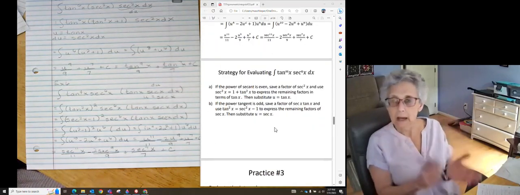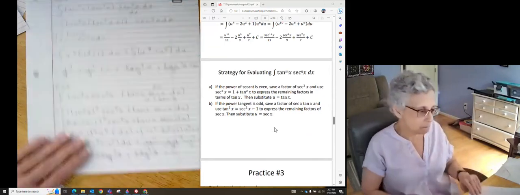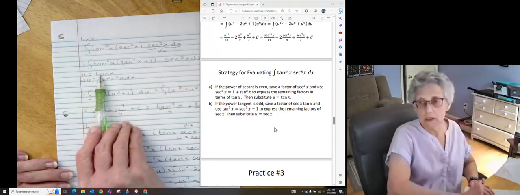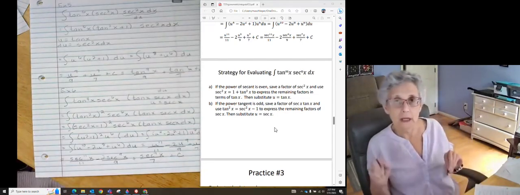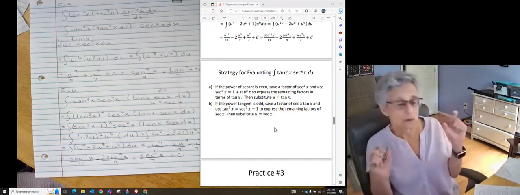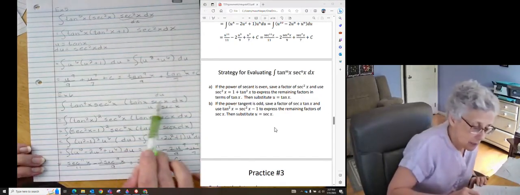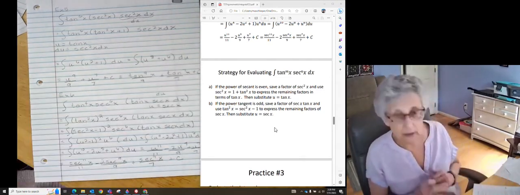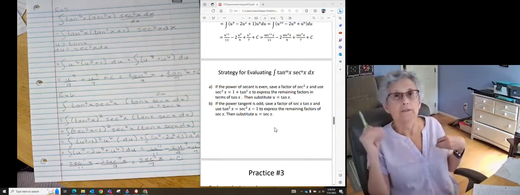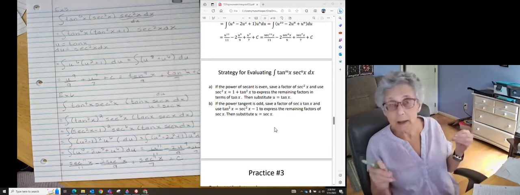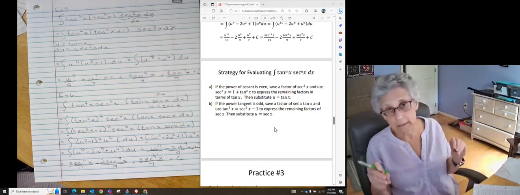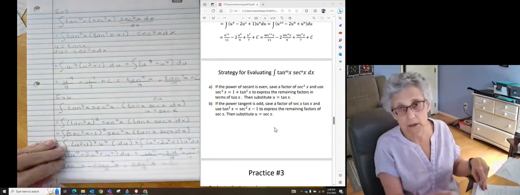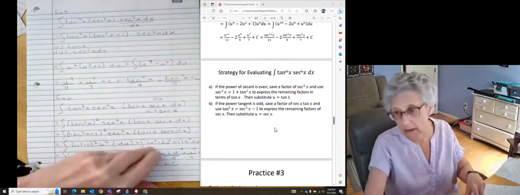So, if the power of secant is even, then you isolate that and let u be equal to tangent. If the power on tangent is odd, then you're going to isolate a tangent and a secant with a dx and let u be equal to secant. If it doesn't fit either of those patterns, I won't give you a problem like that. So on test day, you only need to know how to do these two techniques.